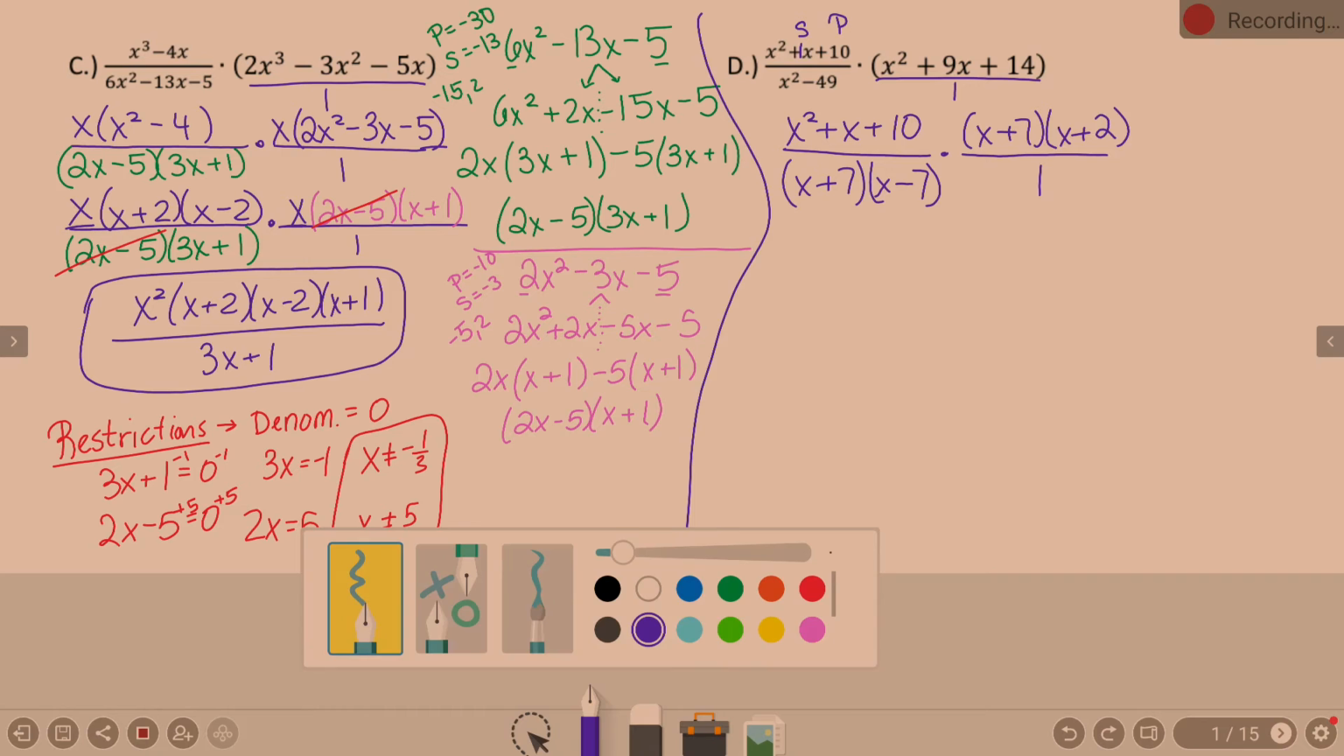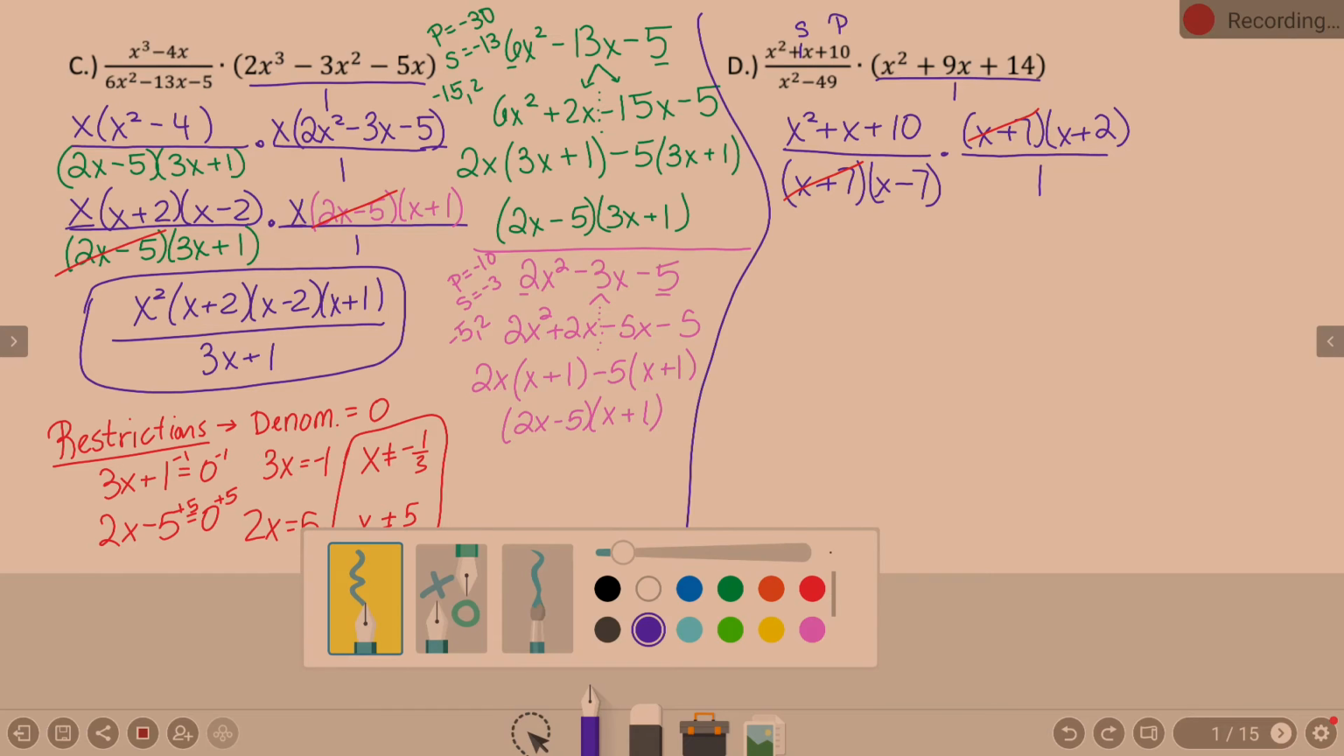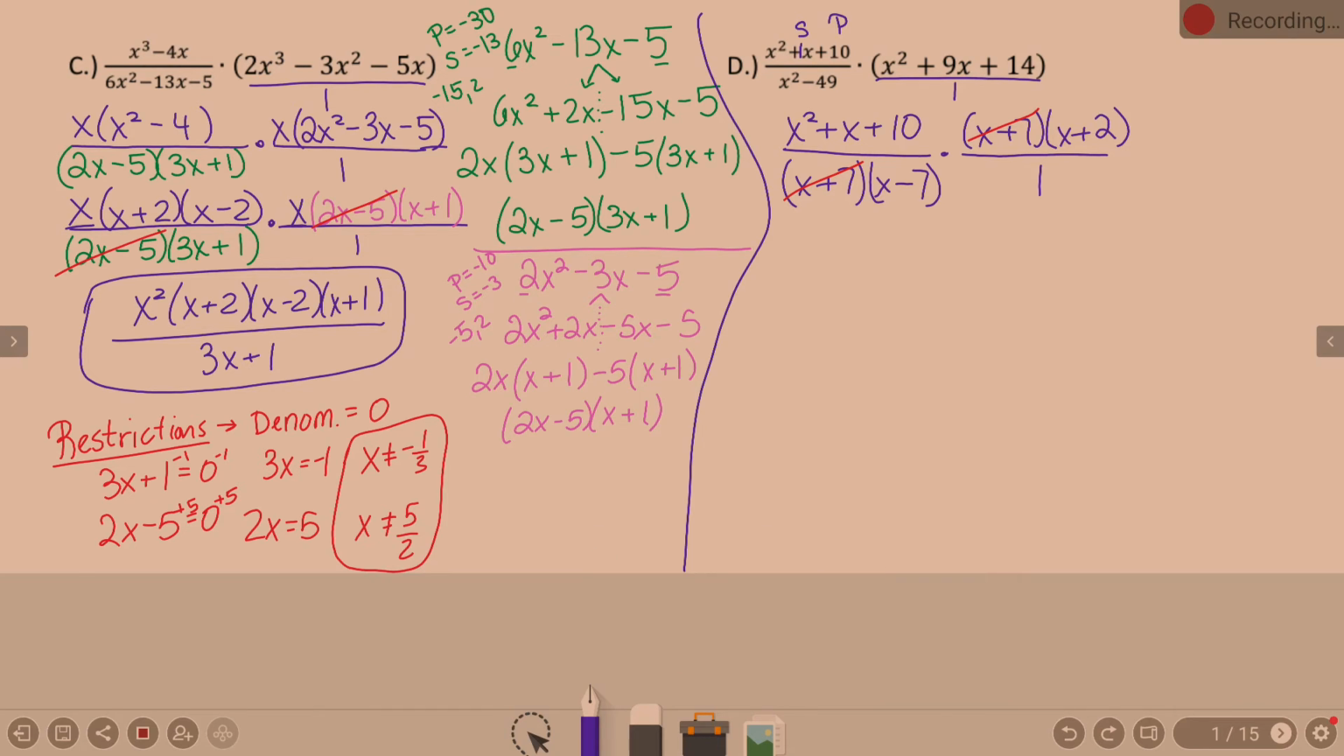X plus 7. Okay. What cancels? X plus 7 on top cancels with x plus 7 on bottom. What else cancels? Nothing. So, put it all together as your final answer. One factor is going to be x squared plus x plus 10. Put it in parentheses. It's a factor. It didn't factor any farther, so it's one of our factors. We also have x plus 2 over an x minus 7.